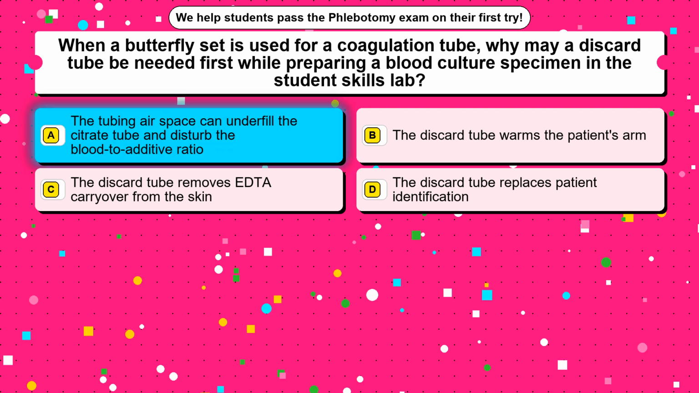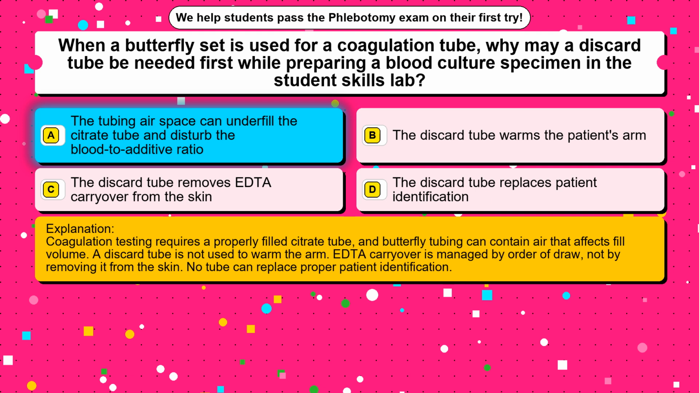The correct answer is option A. The tubing airspace can underfill the citrate tube and disturb the blood to additive ratio. Coagulation testing requires a properly filled citrate tube, and butterfly tubing can contain air that affects fill volume. A discard tube is not used to warm the arm. EDTA carryover is managed by order of draw, not by removing it from the skin. No tube can replace proper patient identification.